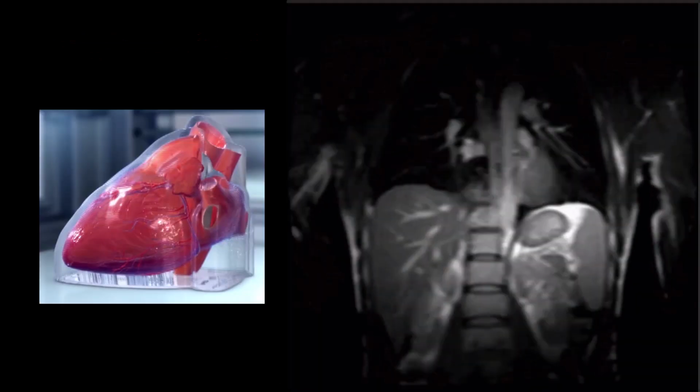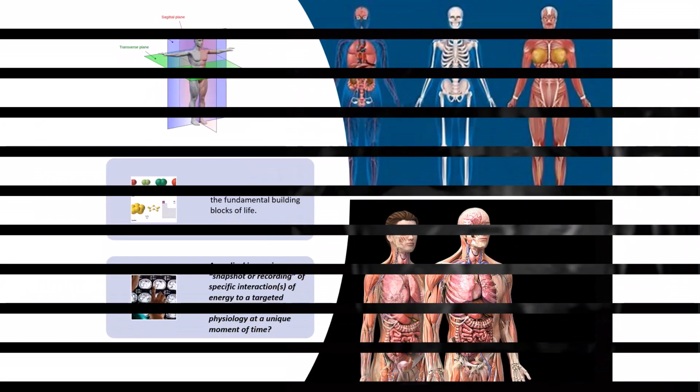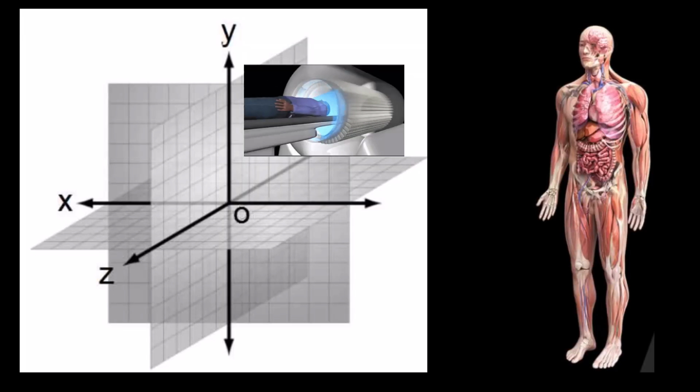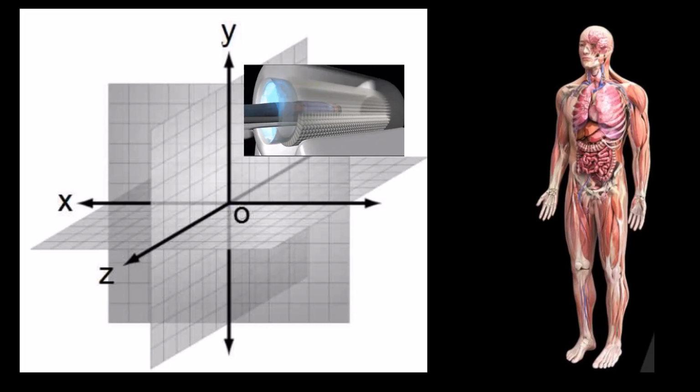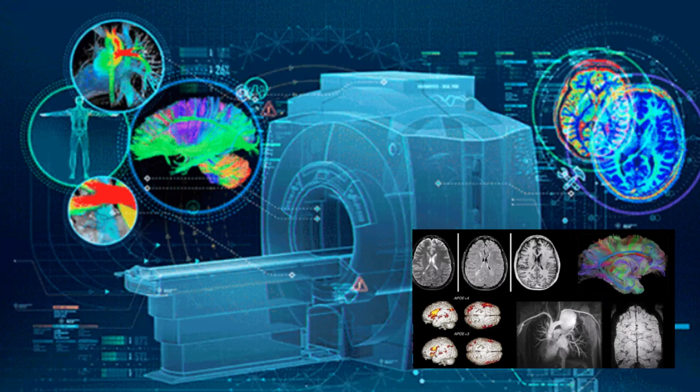Here we can see an MRI image of the chest and cardiac area. A medical image is a snapshot of specific interactions of energy to a targeted anatomy for a specific moment in time. Humans are composed of atoms, and we are three-dimensional creatures, so we need to record the atoms in all dimensions. So we must capture, store, and recreate the data in all three dimensions: axial, sagittal, and coronal. Stored image data can be used to create different types of images.